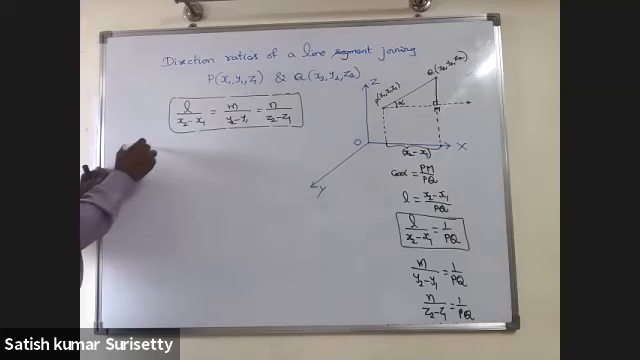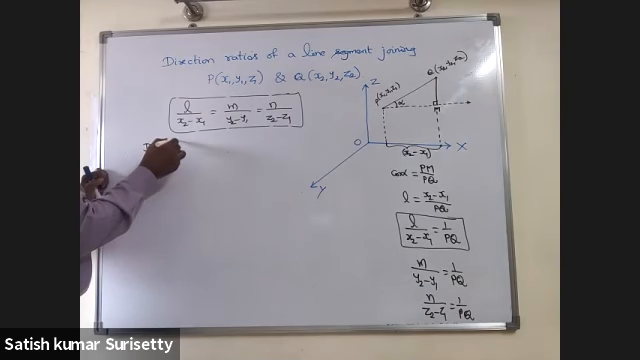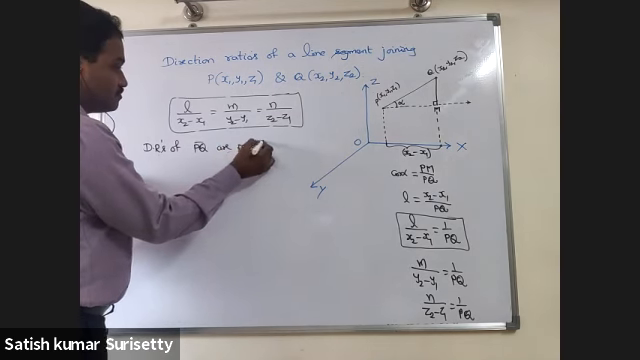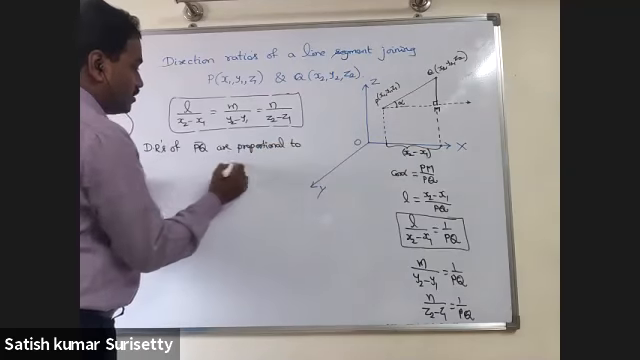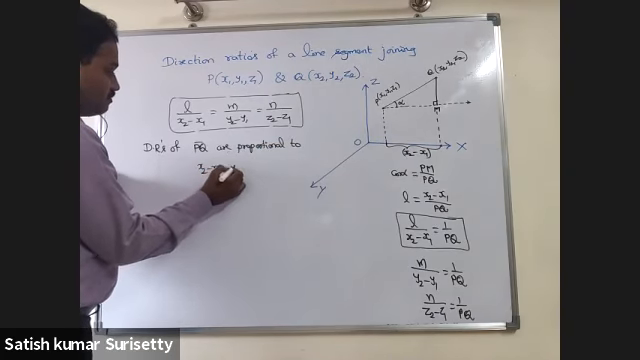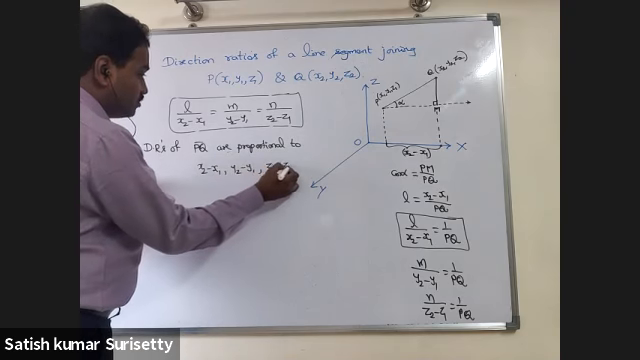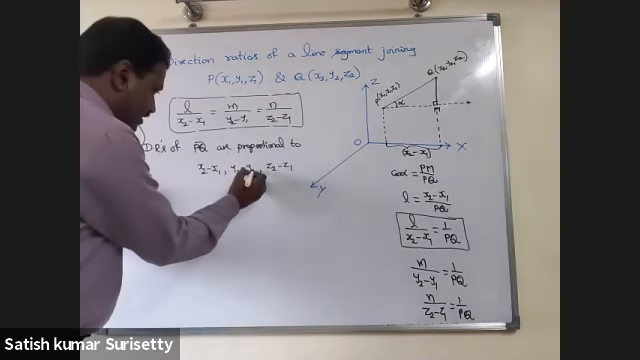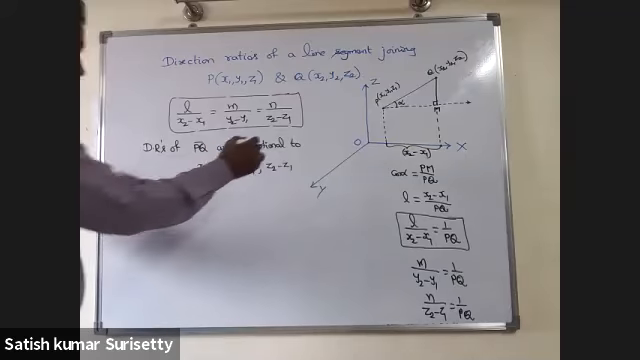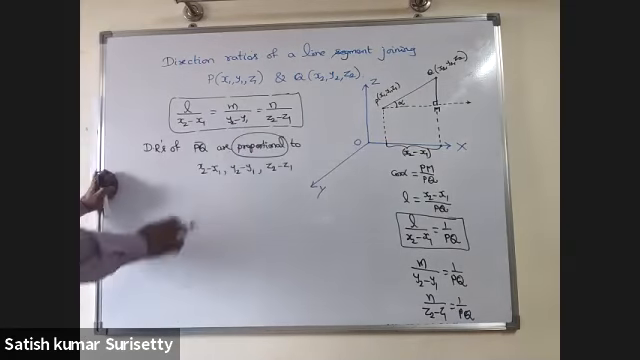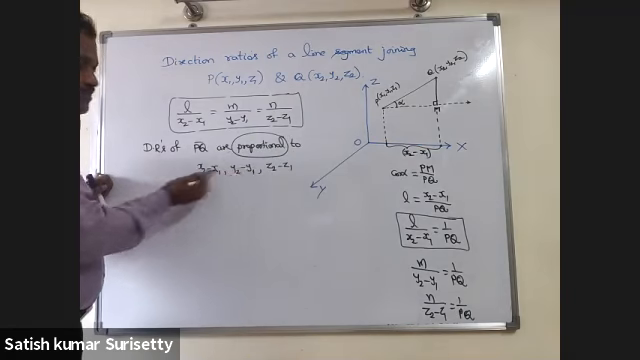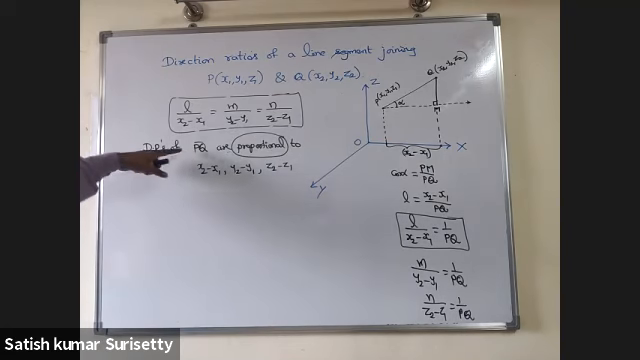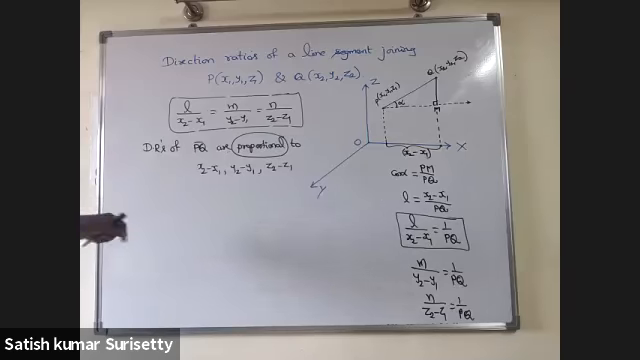So direction ratios of PQ bar are proportional to x2 minus x1, y2 minus y1, z2 minus z1. That is difference of x coordinates, difference of y coordinates, difference of z coordinates. Now here the word we are using is proportional. The meaning of it is, not only this, even I can take some multiple, still it will be the direction ratios only. That's why we are using the word direction ratios of PQ bar are proportional to this.